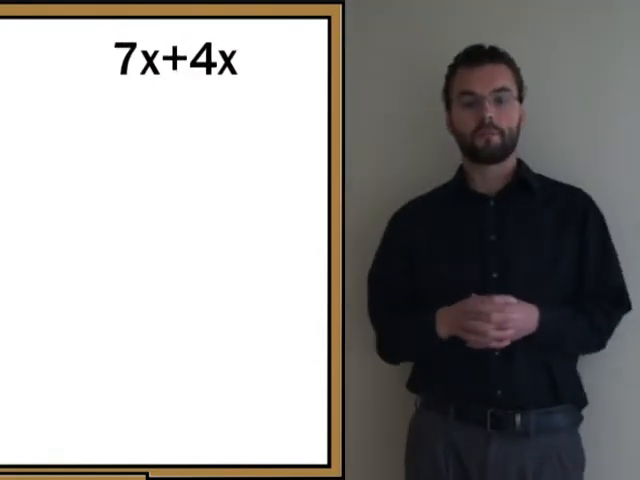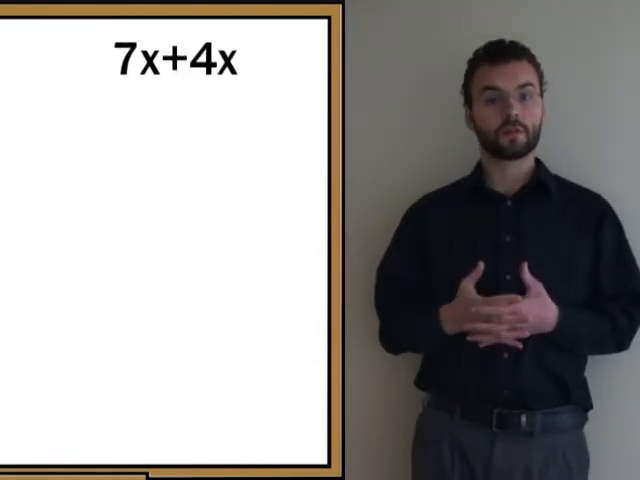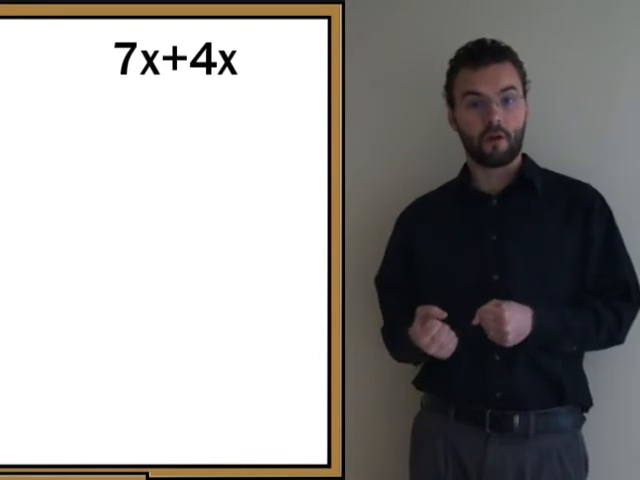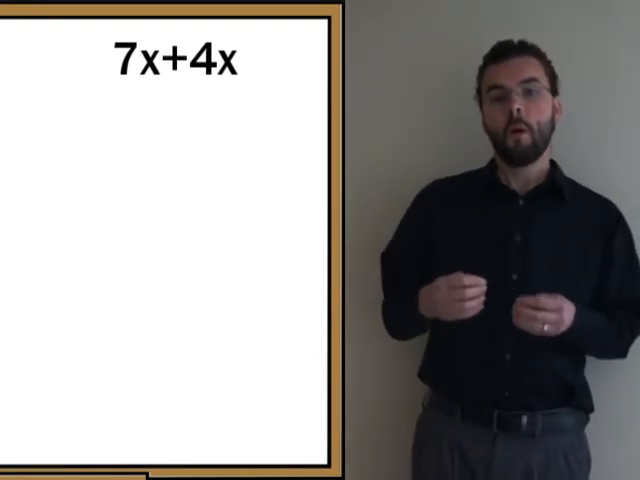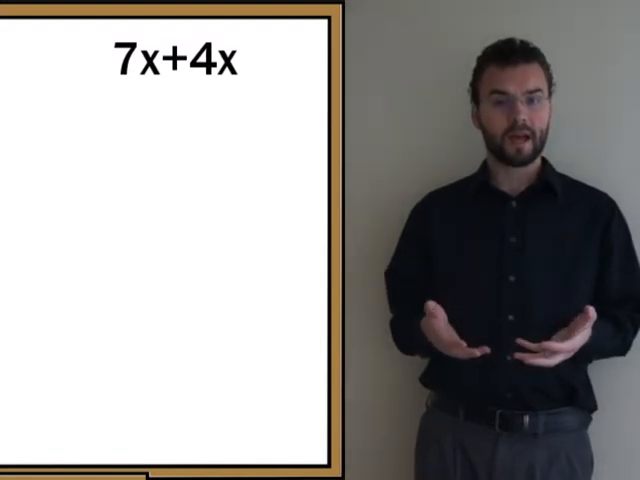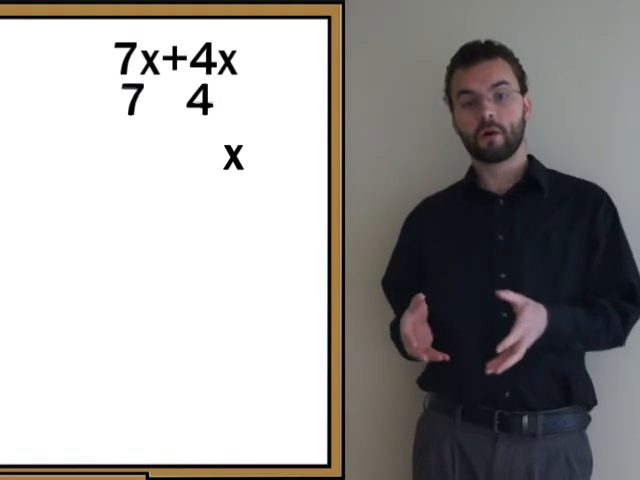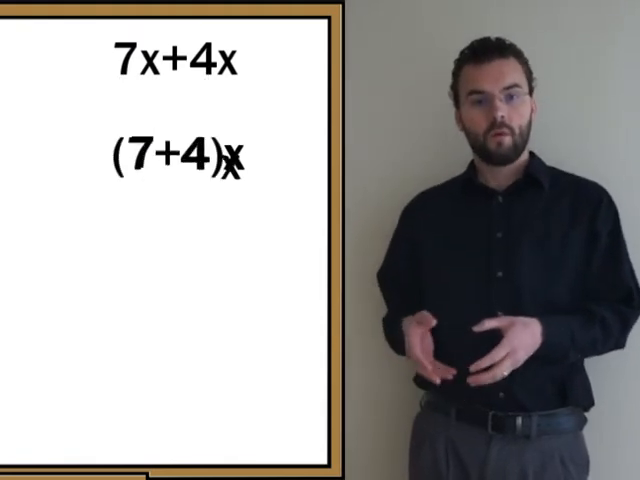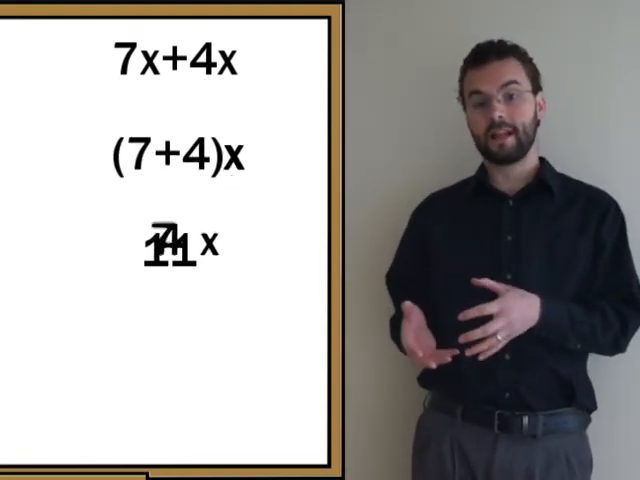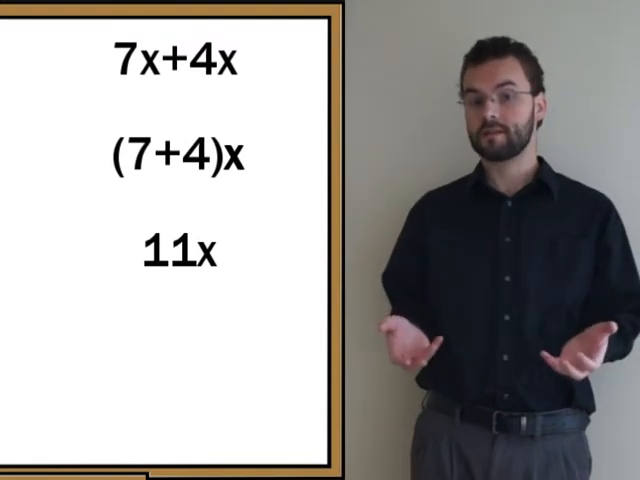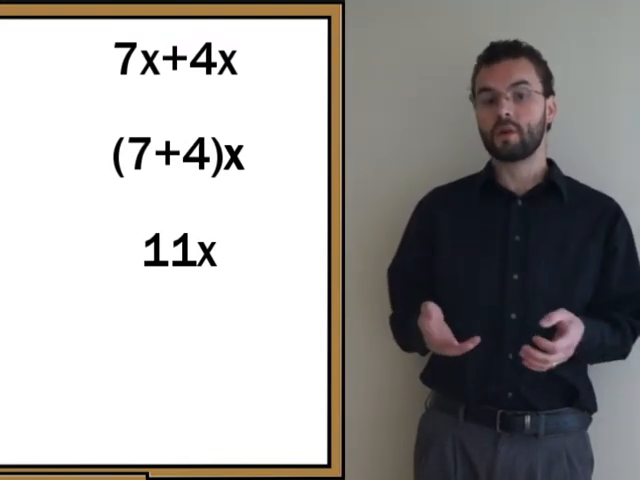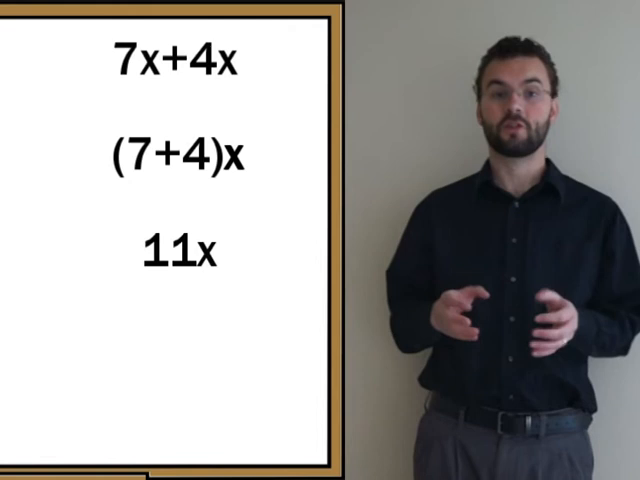The distributive property can work both ways. In other words, we can take out the number or variable that is being multiplied by in each term. In this expression, both terms are being multiplied by x. So x becomes the factor, and 7 and 4 remain in the parentheses. We can now add 7 and 4 to get 11. We now have 11x. Distributive property is one of the reasons that combining like terms works.